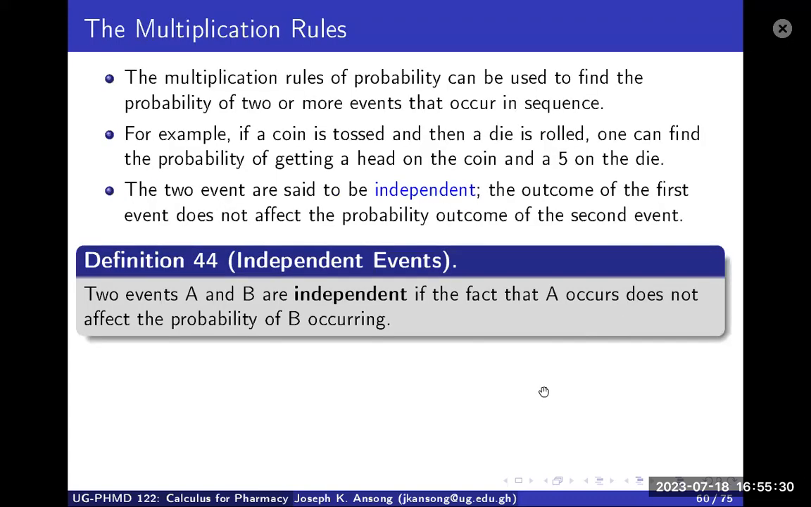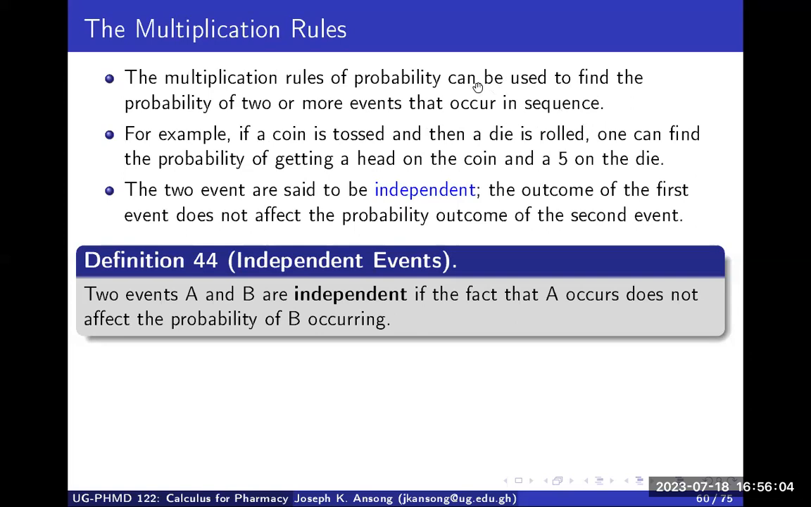So the multiplication rules of probability can be used to find the probability of two or more events that occur in sequence. You can use the multiplication rule to do that. For example, if a coin is tossed and then a die is rolled, you have these two events: toss a coin and roll a die. We can find the probability of getting, for example, a head on the coin and a 5 on the die. So the multiplication rules of probability help us to find such probabilities.